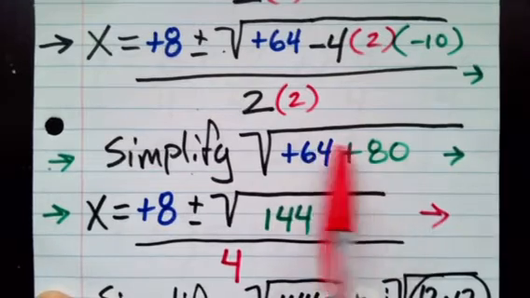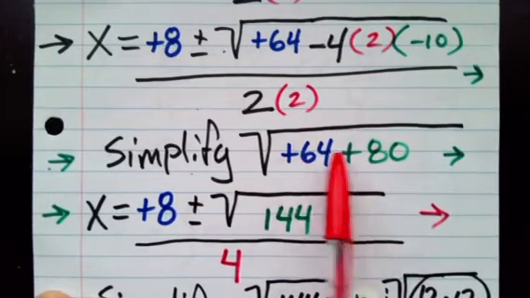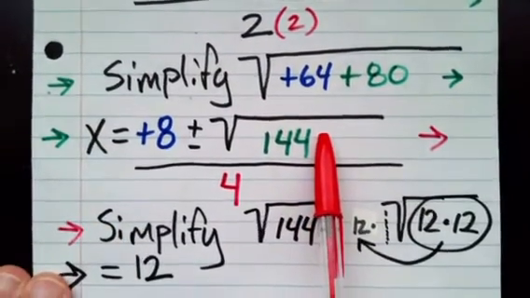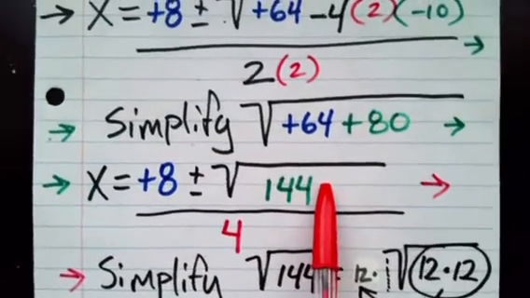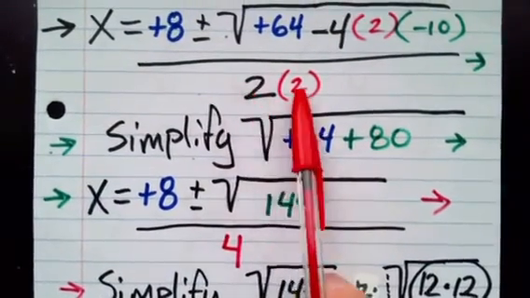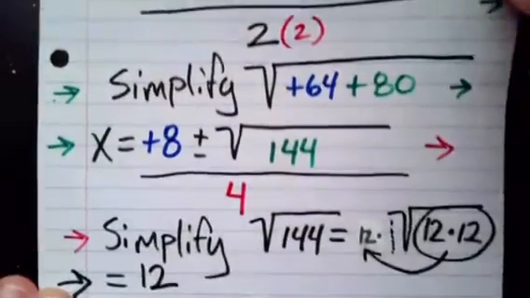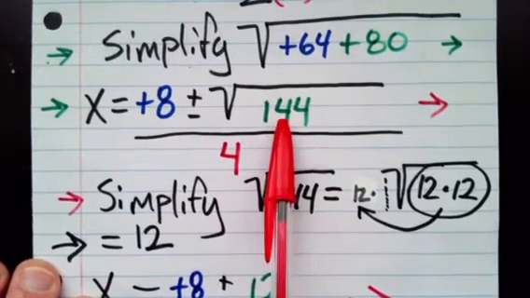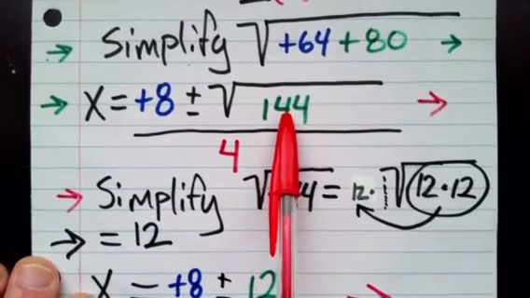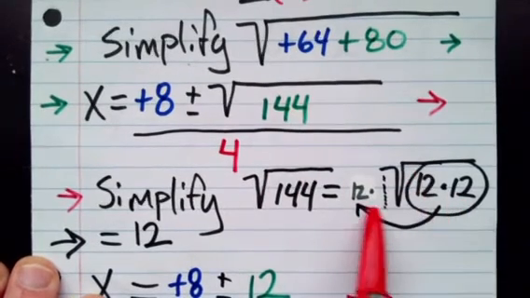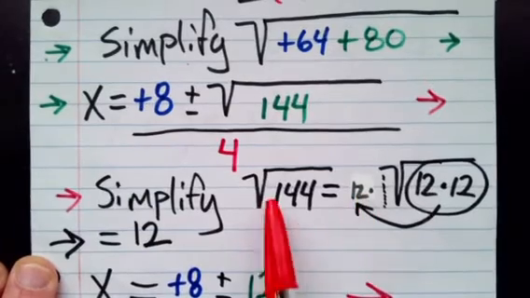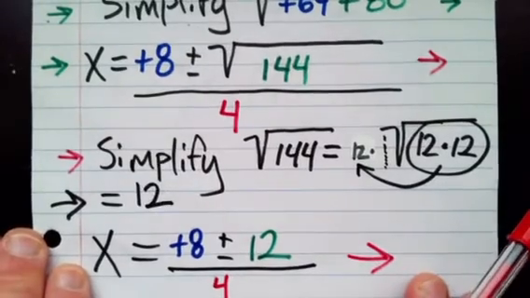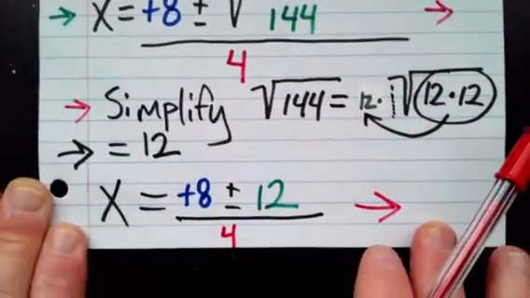Okay, so we're just simplifying a little bit, one at a time. If you add 64 and 80, you get the square root of 144. All right, so we're going to be simplifying this radical. And of course, in the denominator, let me back up a little bit. 2 times 2 is what? 2 times 2 is 4. So that's why you see the 4 down here. And then everything else was left the same. So I know that the square root of 144 is a perfect square. It's 12 times 12. I can pull out a 12 outside of the radical. So the square root of 144 simplified is 12. So I have positive 8 plus or minus 12 divided by 4, which is what you see here.